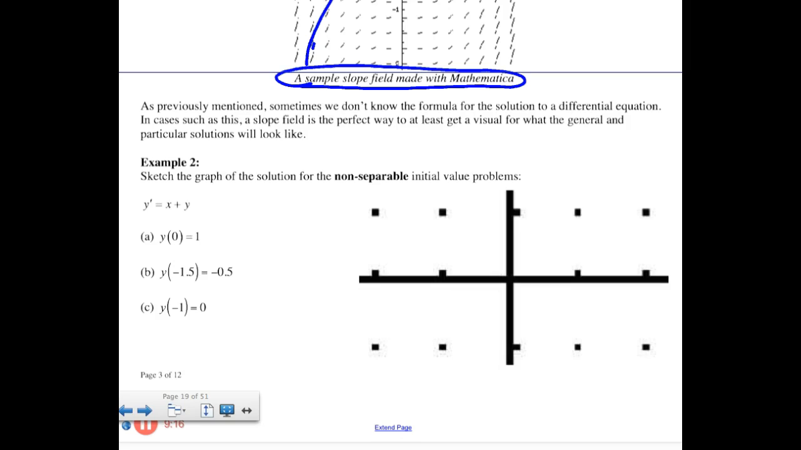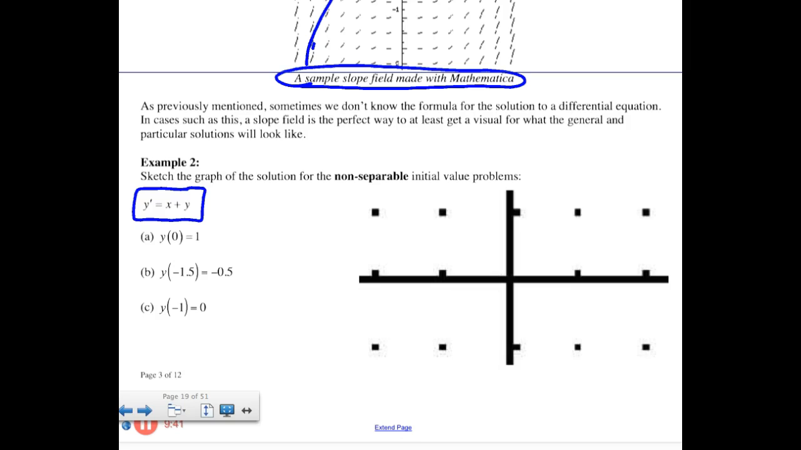And it says, as previously mentioned, sometimes we don't know the formula or the solution to a differential equation. In cases like that, the slope field's a really good way to get the visual for what the general particular solutions look like. Let's go try it. So this one is y prime, dy dx, the differential equation, is equal to x plus y.